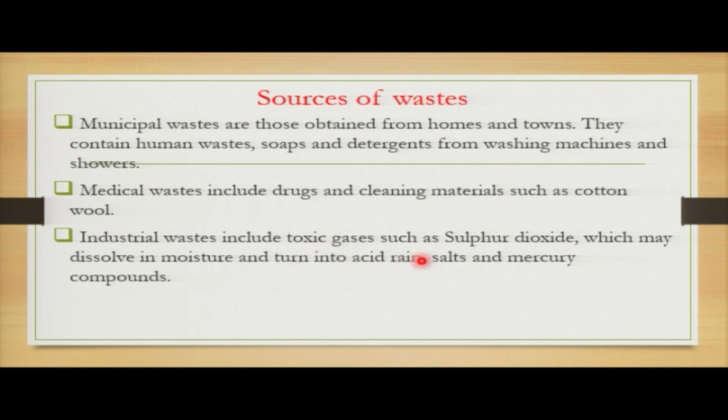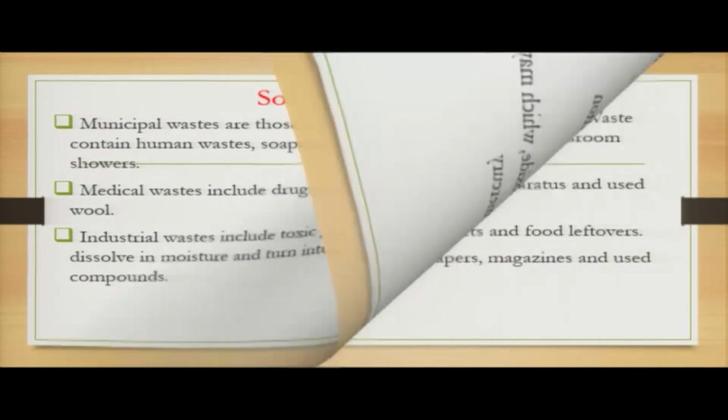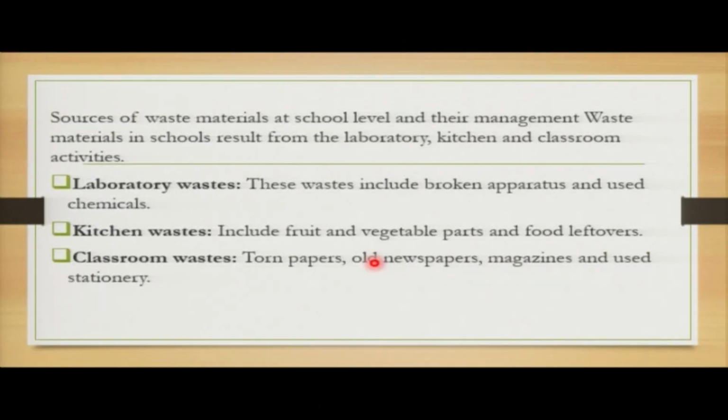These include mainly the toxic gases. The sulfur dioxide that we have mentioned, which may dissolve in the moisture and turn into acid rain, salts, mercury, and compounds. The effects of acid rain are so alarming. It may destroy the statues made of cement, the houses, may destroy even some plants, and many others. Even acidification of water bodies also comes from this. So we can talk about the sources of wastes at school level and their management.